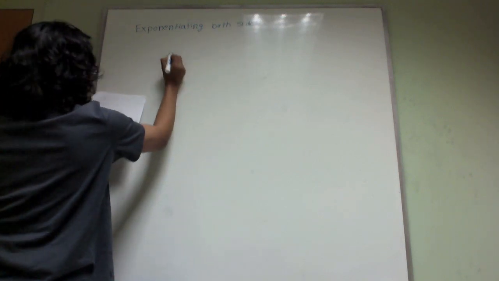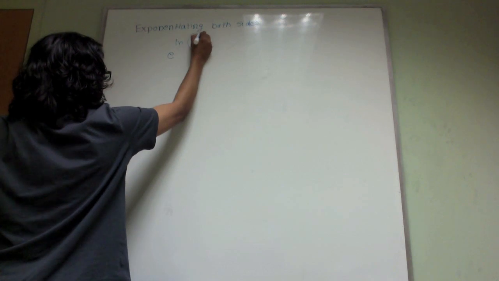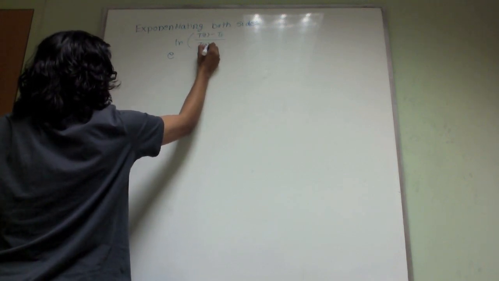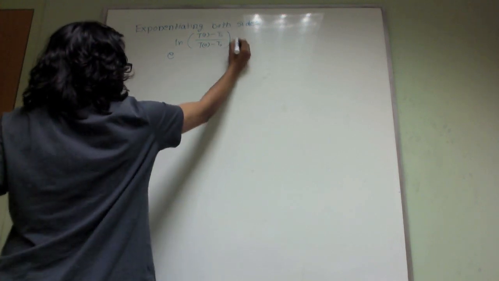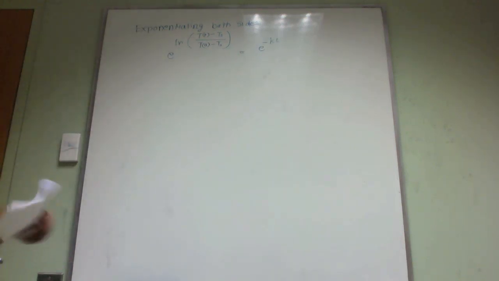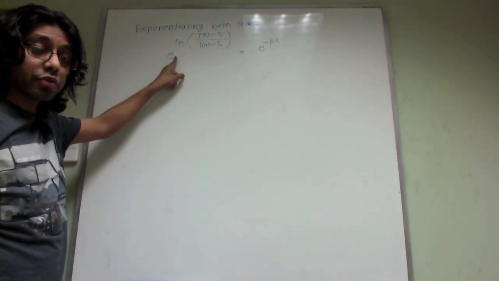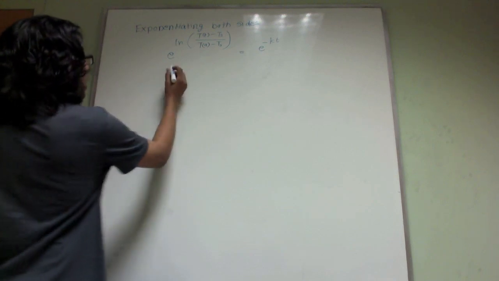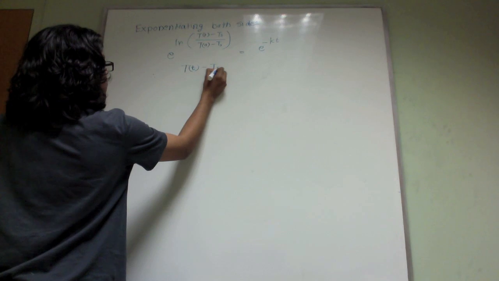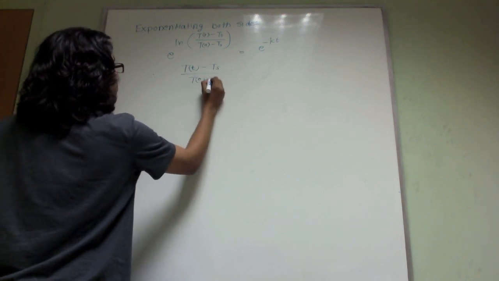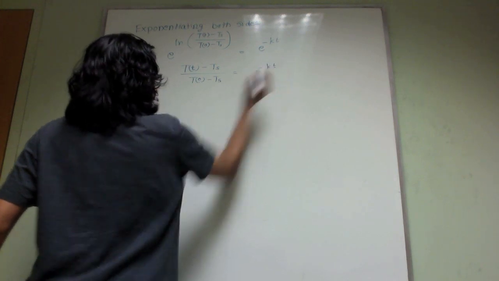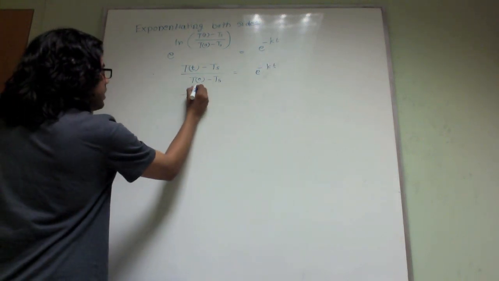We get e to the power natural log of (Tt minus Ts) divided by (T0 minus Ts). This thing is equal to e to the power minus Kt. Now natural log and exponential functions are inverse functions of each other. Therefore we essentially get (Tt minus Ts) divided by (T0 minus Ts) is equal to e to the power minus Kt.